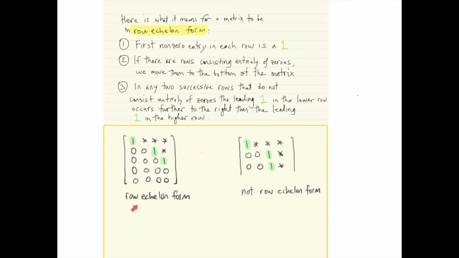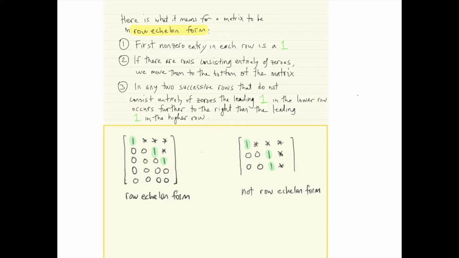So let's look at this example here of a row echelon form. And let's look at the rows. In each row, the first non-zero entry is a 1. There are some rows down here that have no 1s, and that's okay. Condition 2 says that those rows consisting entirely of zeros are moved to the bottom.